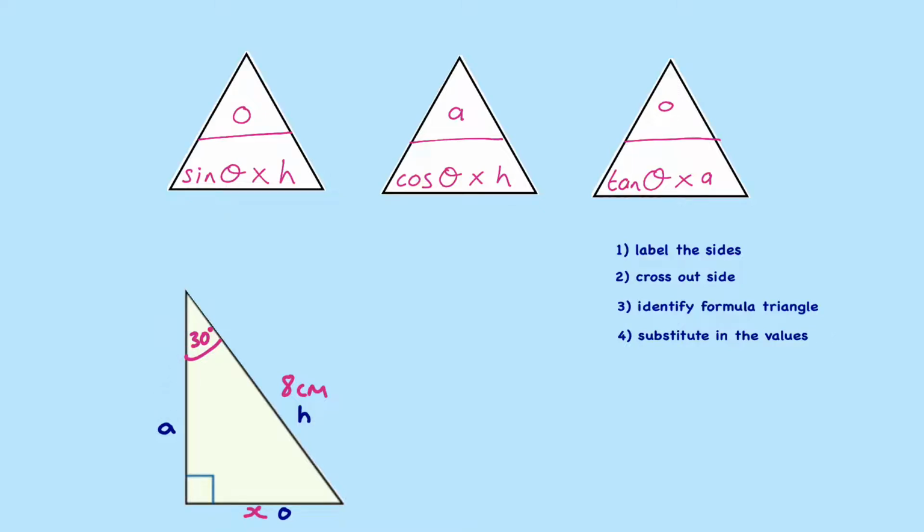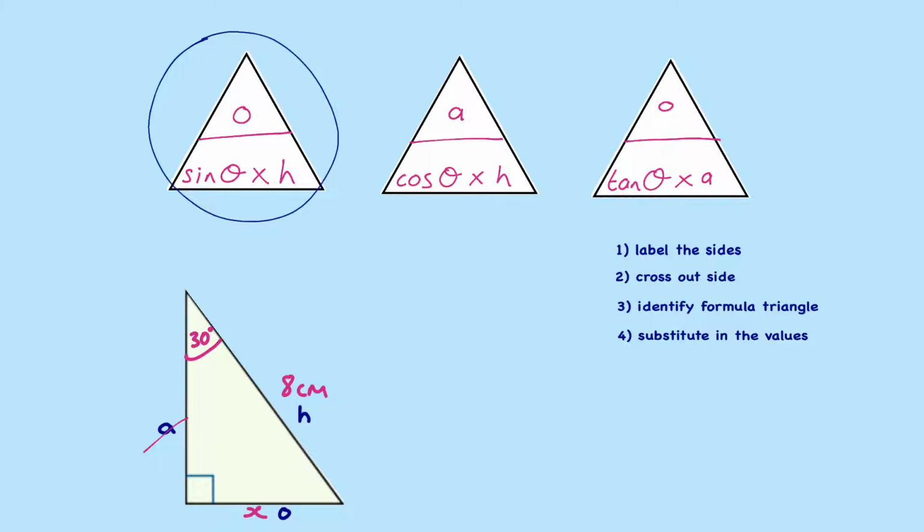On to step 2, you cross out a side. We've been given H and we're trying to find O, so we're not really interested in A. So let's cross that out. Step 3 is to identify the formula triangle. So we're interested in the H and the O, and it is this triangle that has O and H in it.